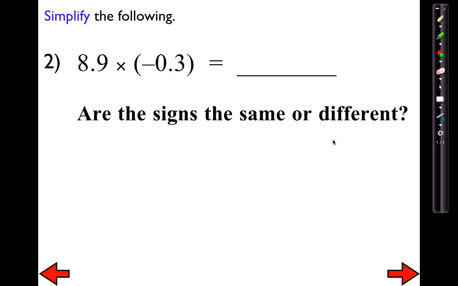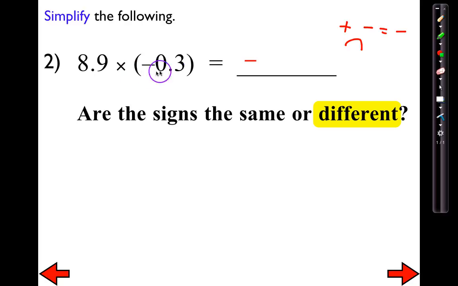Moving on to example number 2. So first we're going to ask the same question. Are the signs the same or are they different? They are different, so my sign is going to be negative. And again, for those who are going to use the math emoji method, you can say that there's a positive, then there's a negative, so this would be a sad emoji, and that's why your answer is negative.